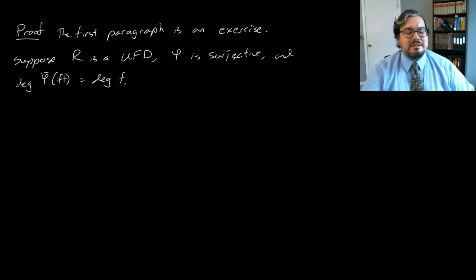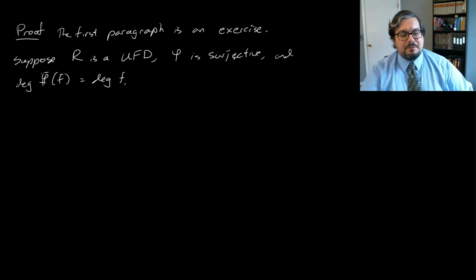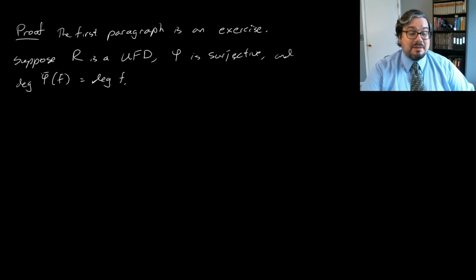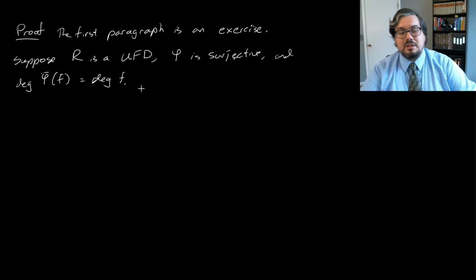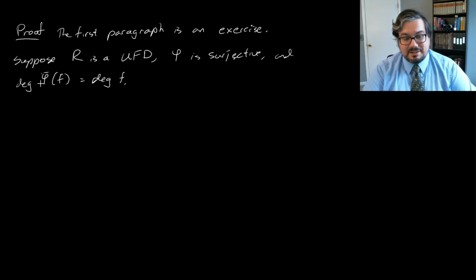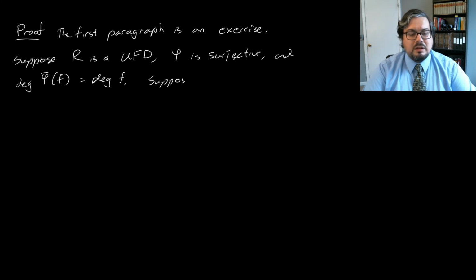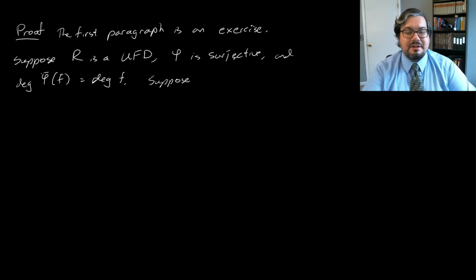I should notice that because phi only takes 0 to 0, the degree of phi bar of f can never be larger than the degree of f, but it can be smaller. If phi bar sends the leading coefficient of f to 0, then the degree of phi bar of f will be less than the degree of f. But part of our hypothesis here is that the degree of phi bar of f is actually equal to the degree of f. So now, the conclusion in the statement of the theorem was that f is irreducible in F adjoin x.